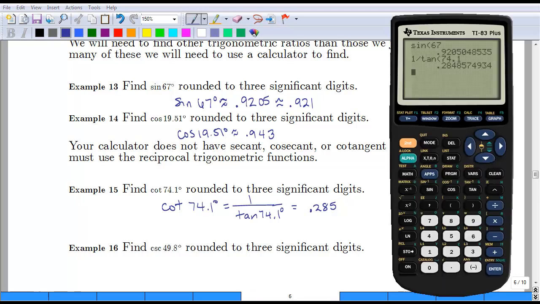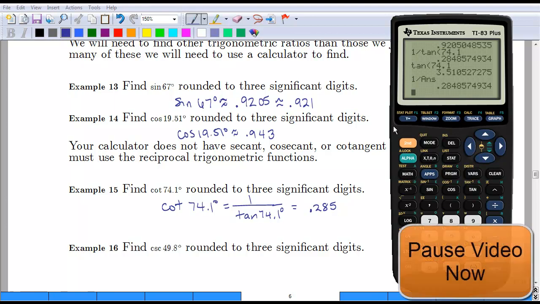There is another way. You could just go through and find the tangent of 74.1 degrees, and then you can do 1 divided by, and if you hit second answer, it will bring up your previous answer, and you still get that 0.285, that same number that we got up here. But that would be doing it in 2 steps.